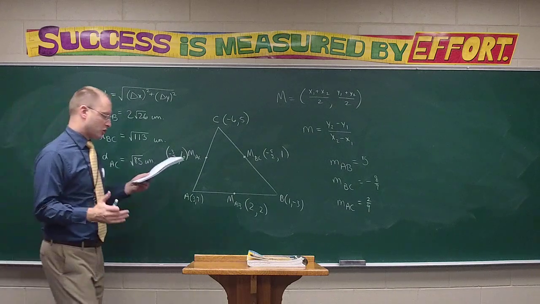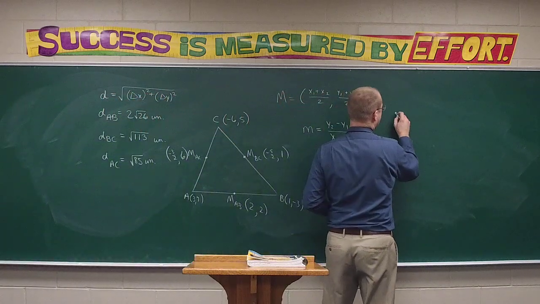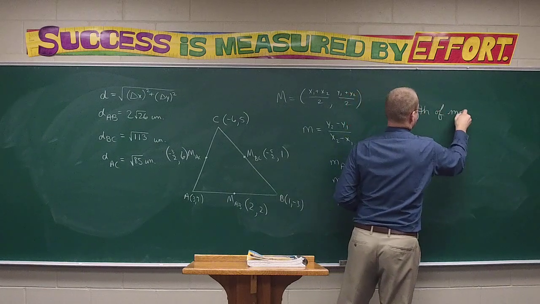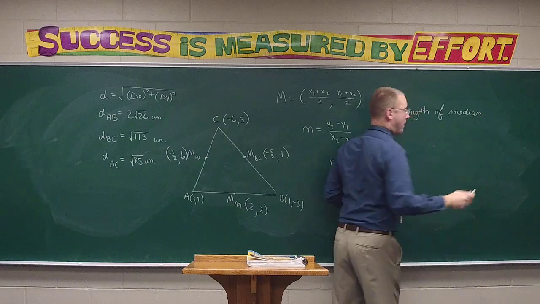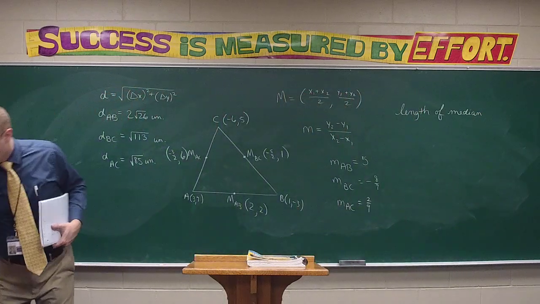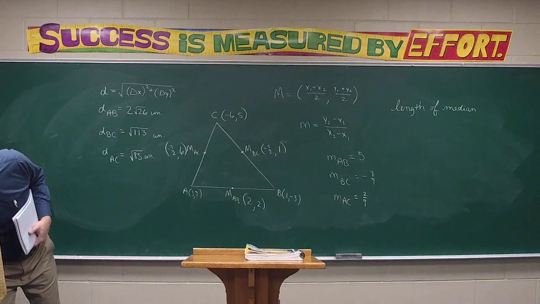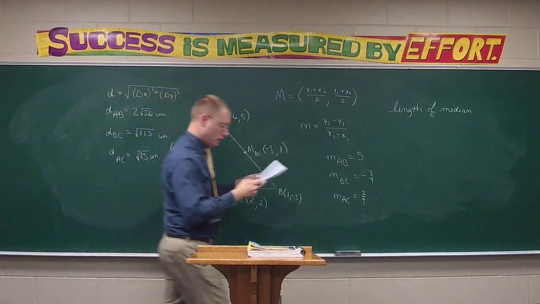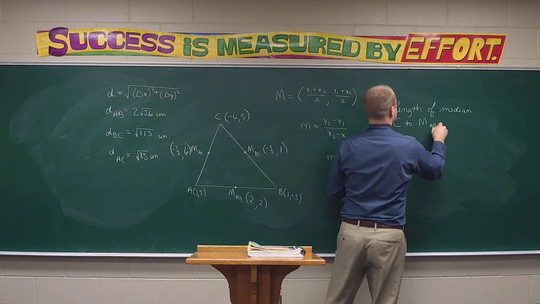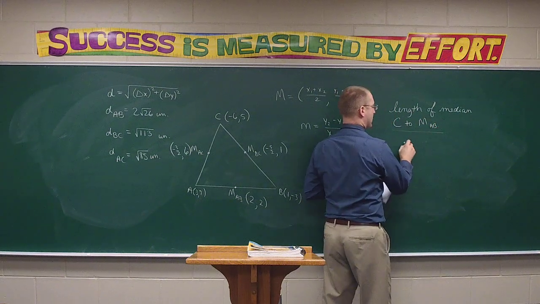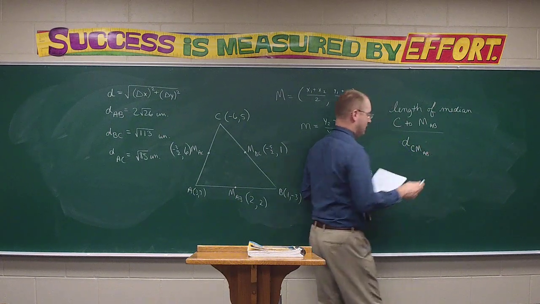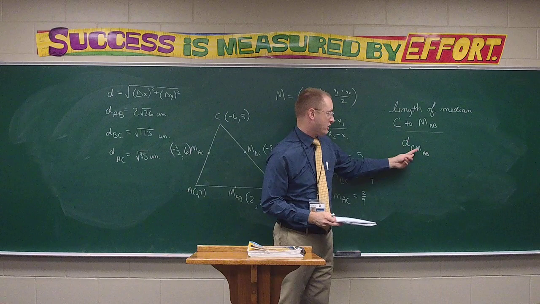All right, the next thing was an interesting one. I said, I want the length of the median. Again, in a triangle, a median goes from vertex to midpoint. I said I'm going to go from vertex C to the midpoint of the opposite side AB. Another way we could notate this is d sub C M sub AB, the length of the line that goes from C to the midpoint of AB.